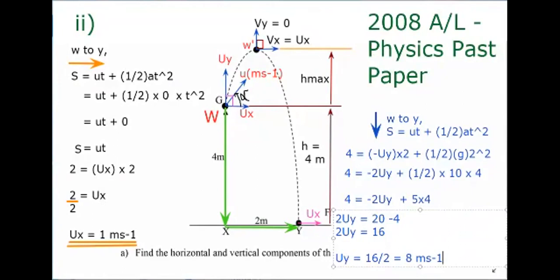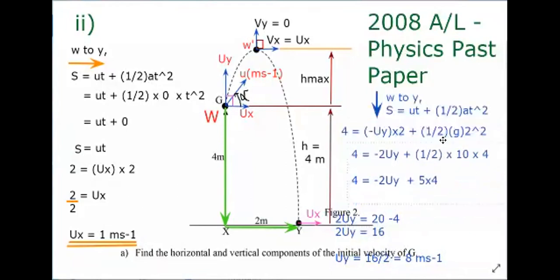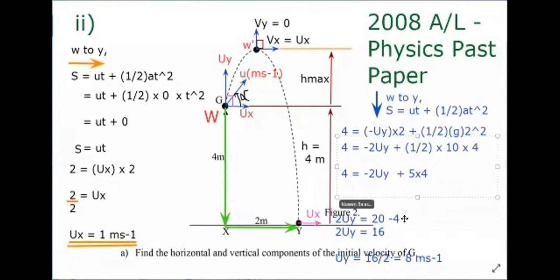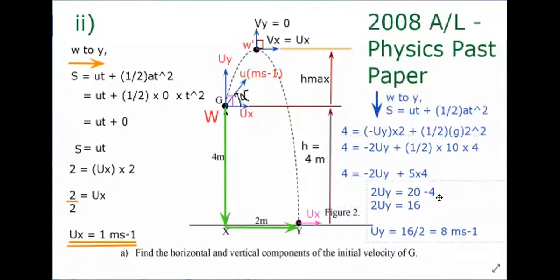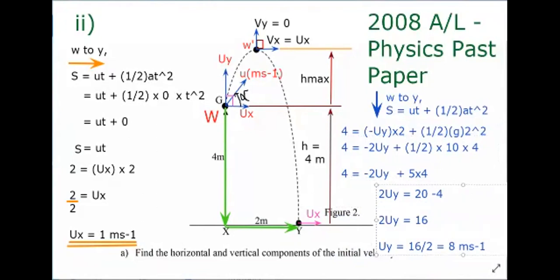Right. So what are the things that we have found? We have found the horizontal velocity component as 1 meter per second. We have applied the same equation in both cases. And finally, we have found the initial vertical velocity component as 8. So those are the things that we have found so far.